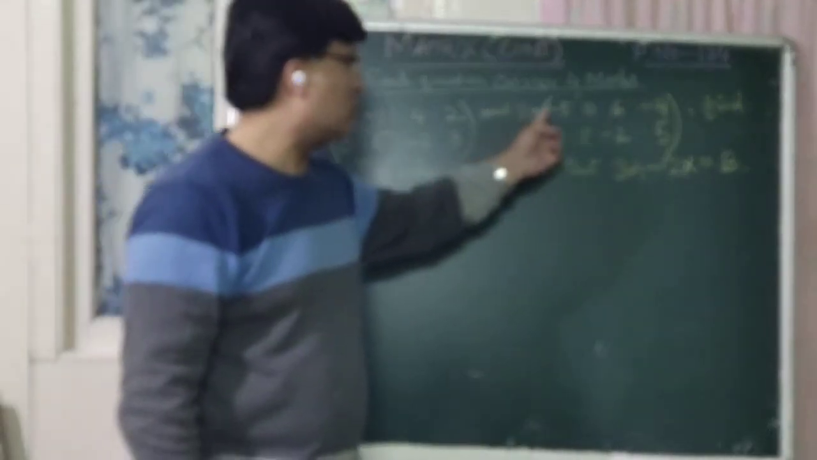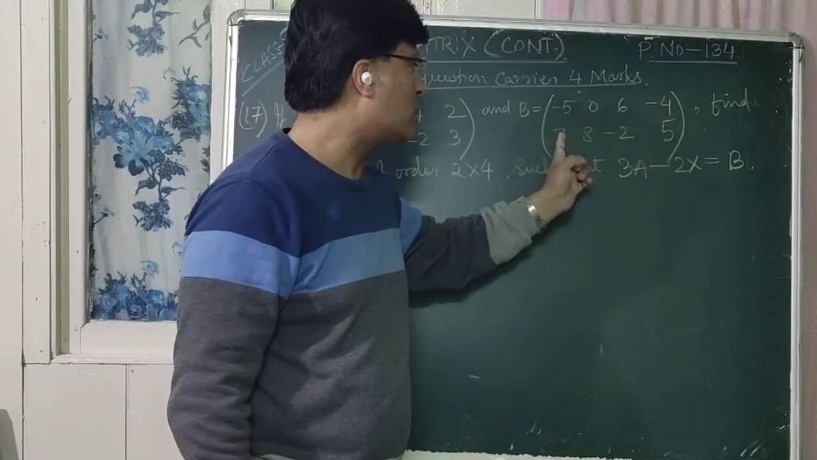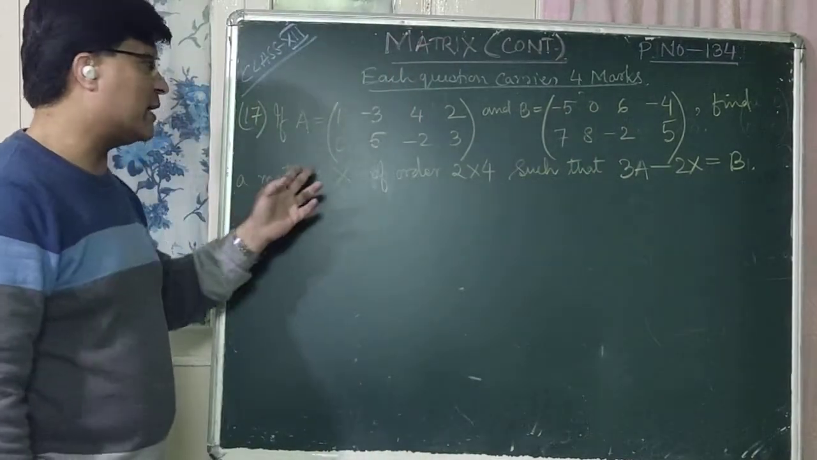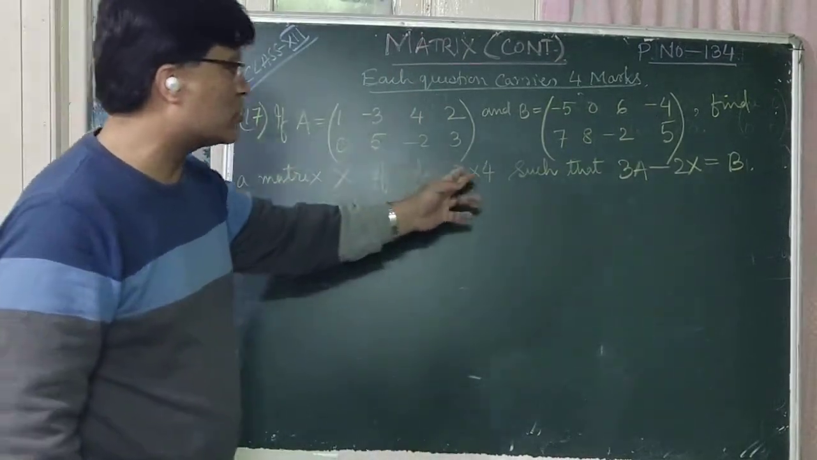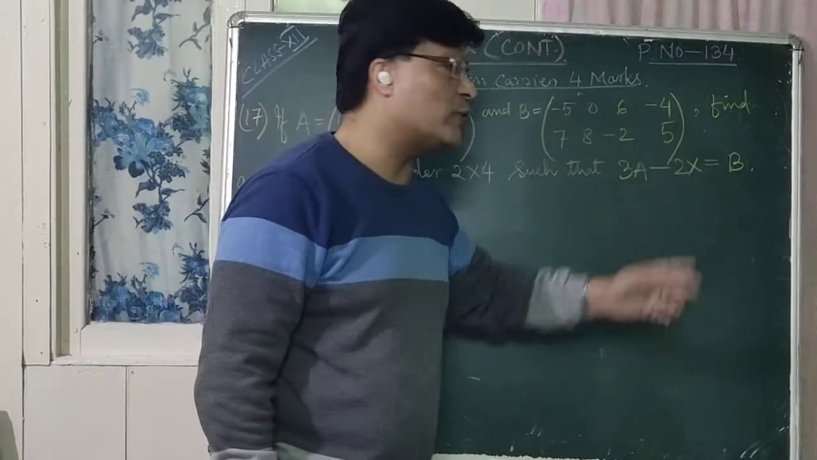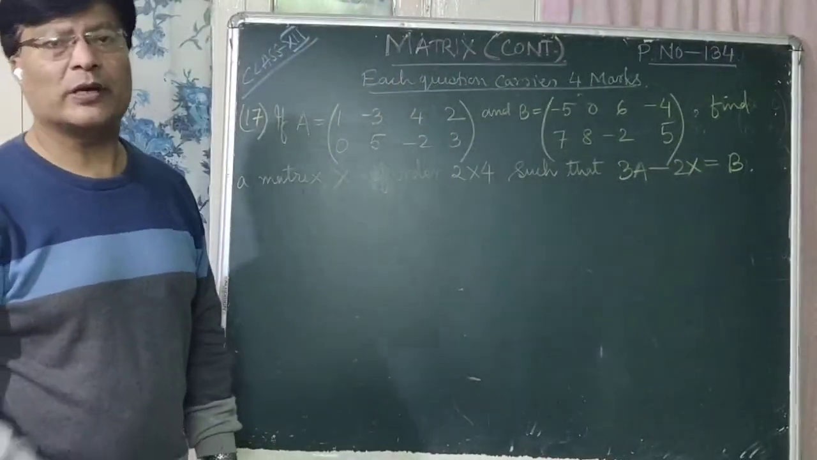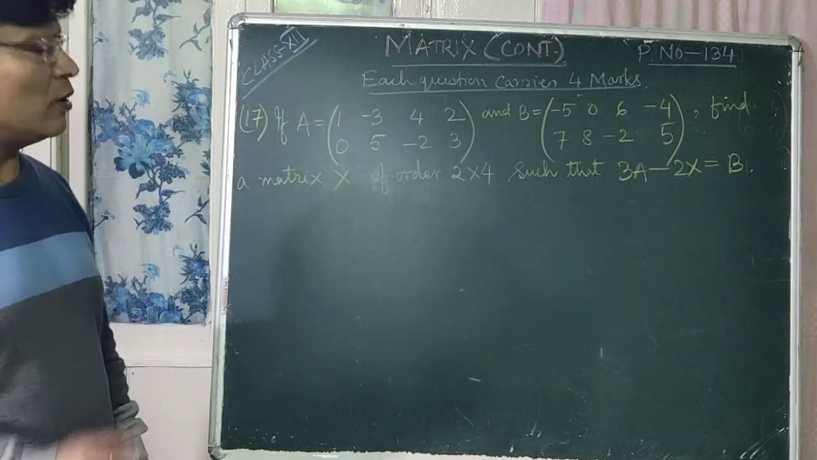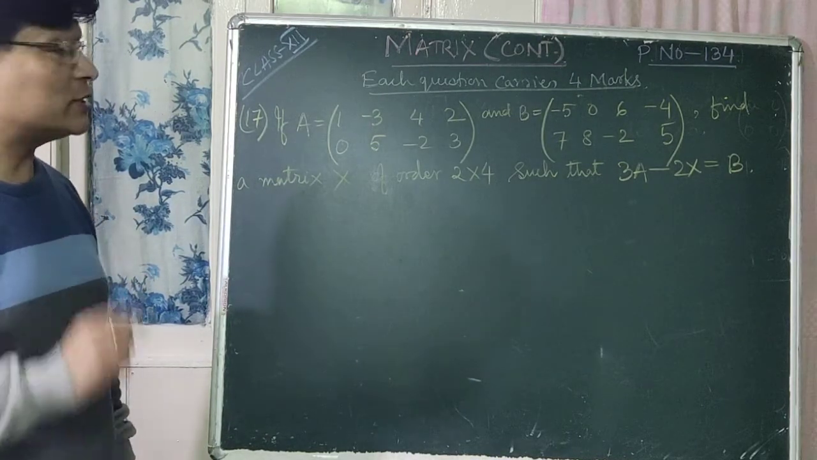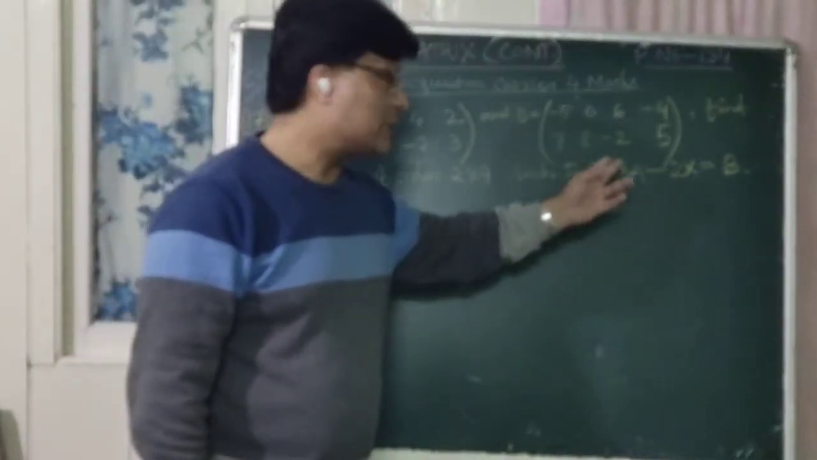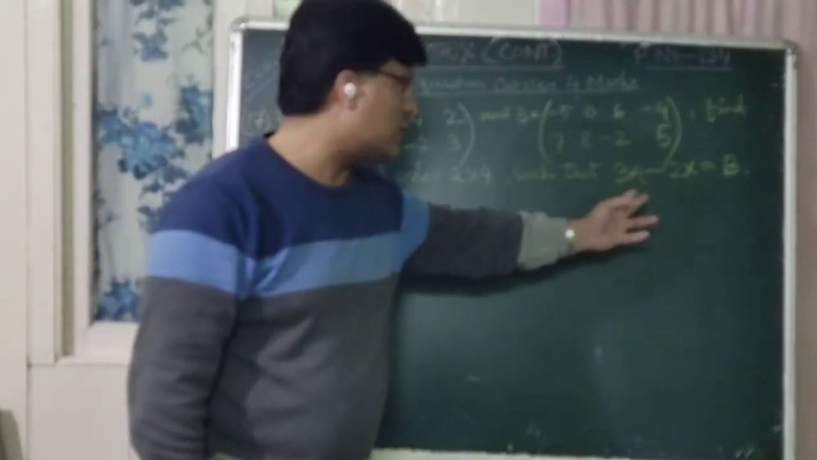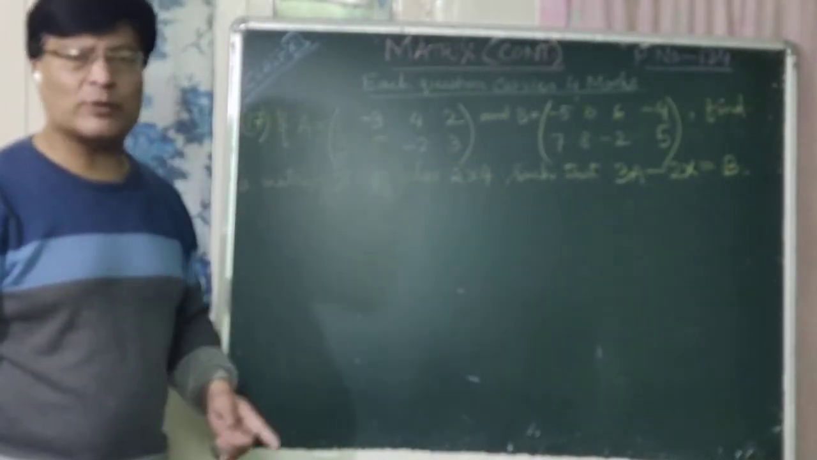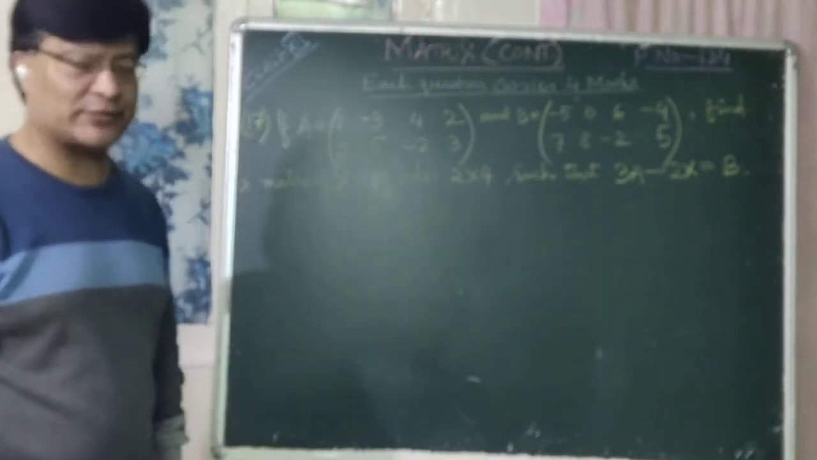And what is B equal to? Minus 5, 0, 6, minus 4, 7, 8, minus 2, 5. So you have to find a matrix X of order 2 cross 4 such that 3A minus 2X is equal to B. Here matrices A and B are given, and a matrix equation is also given, that is 3A minus 2X is equal to B. So using this matrix equation you have to get the matrix X.